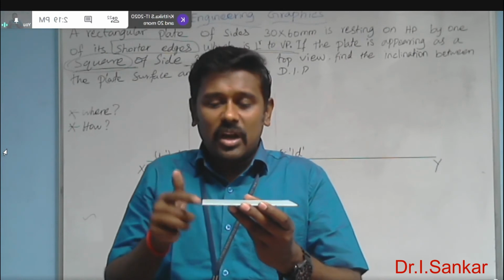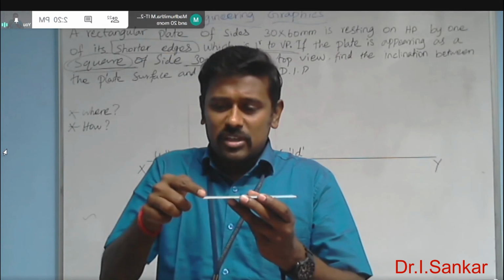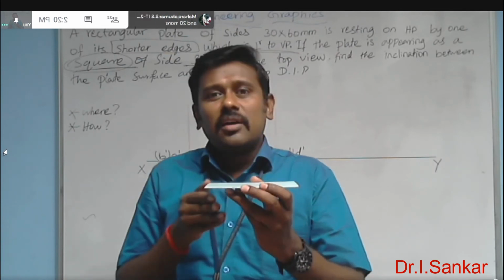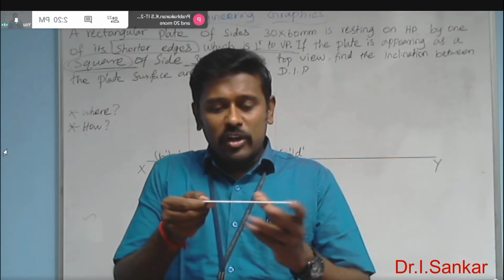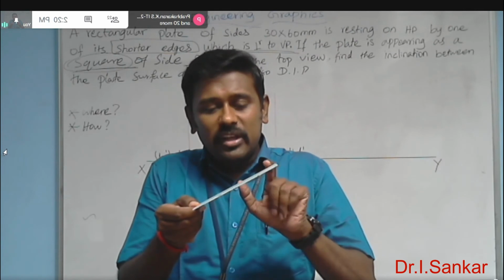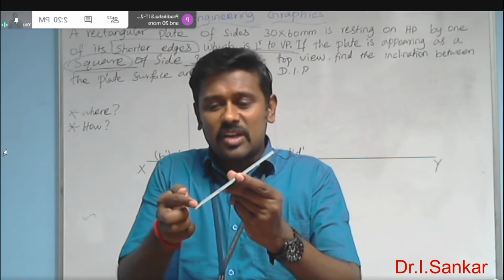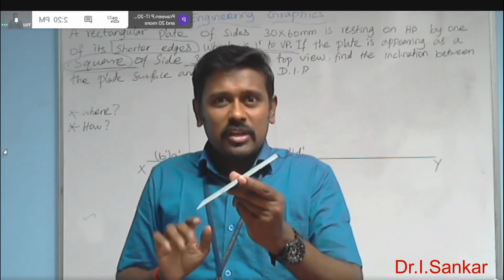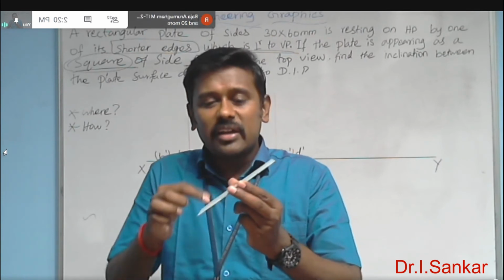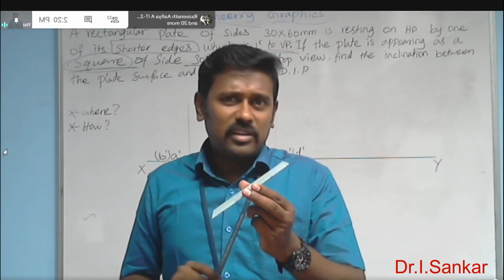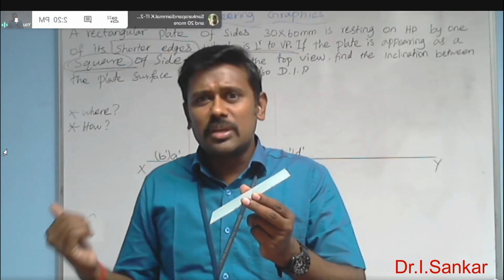Why is the length of the shorter edges not reduced? Because these two shorter edges are parallel to HP. When you give the angle in that way, only the longer edges have an angle with respect to the HP, and the shorter edges are still parallel to HP. So the length of the shorter edges never changes in that condition. Only the longer edges suffer the length reduction. Degree by degree, the length will get reduced by some value.